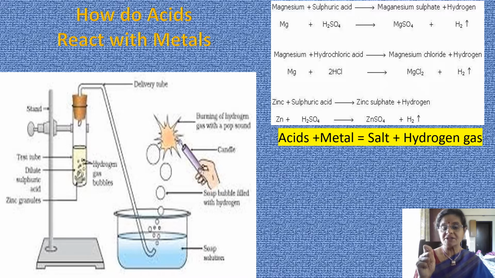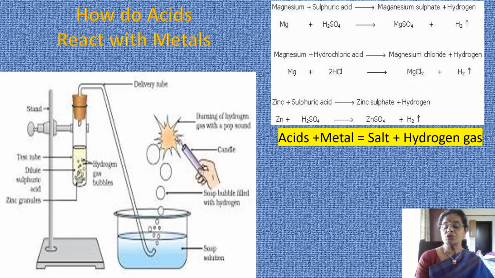So the lighted candle is shown near the bubbles. The bubbles burst. The gas in the bubble will be burning with a pop sound. It gets ignited with a pop sound. So obviously this will be the hydrogen gas. So why did we do this? To find out what happens when acid reacts with metals. So what is formed? Hydrogen gas is formed along with the salt. Now see the reaction here.